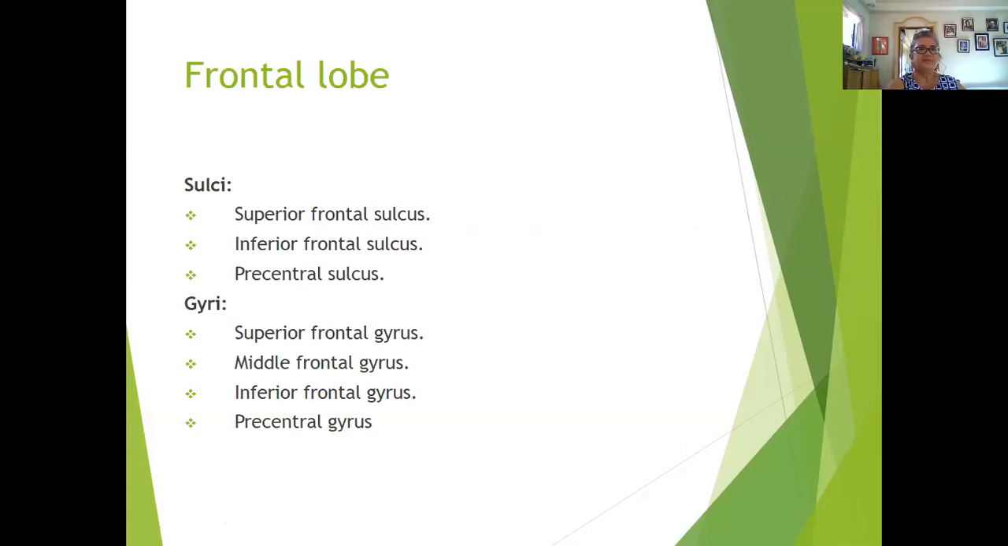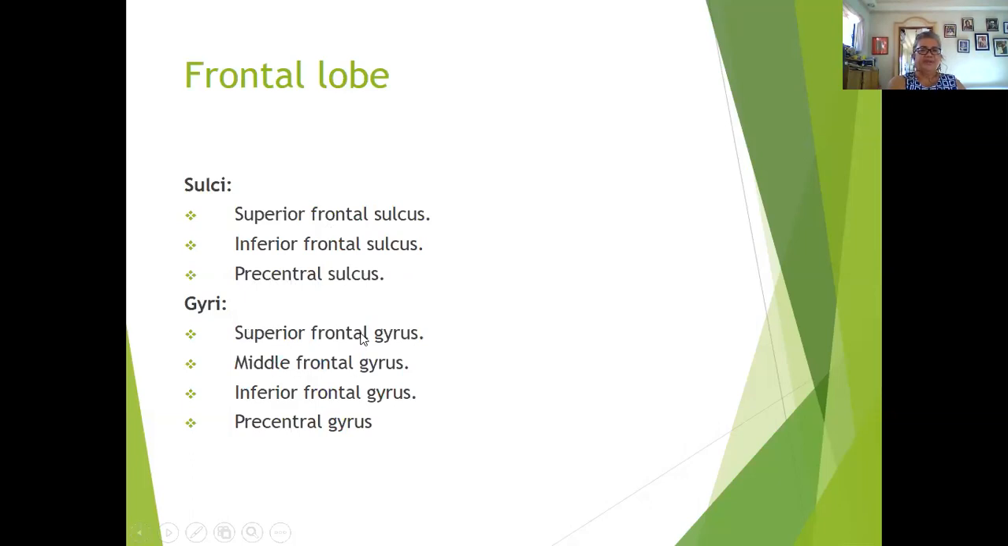So in summary, the frontal lobe has 3 sulci: the superior, inferior, and precentral sulcus. Now this precentral sulcus will be parallel to your Rolandic fissure, or the central sulcus of Rolando. That is your reference sulci, your precentral sulcus, or your central sulcus of Rolando.